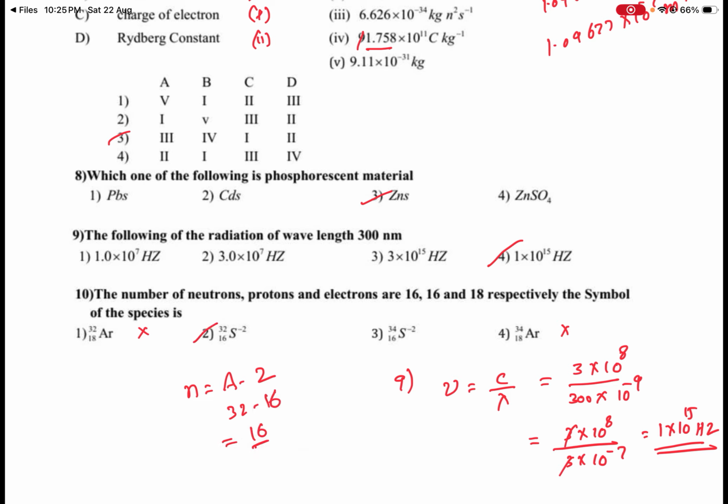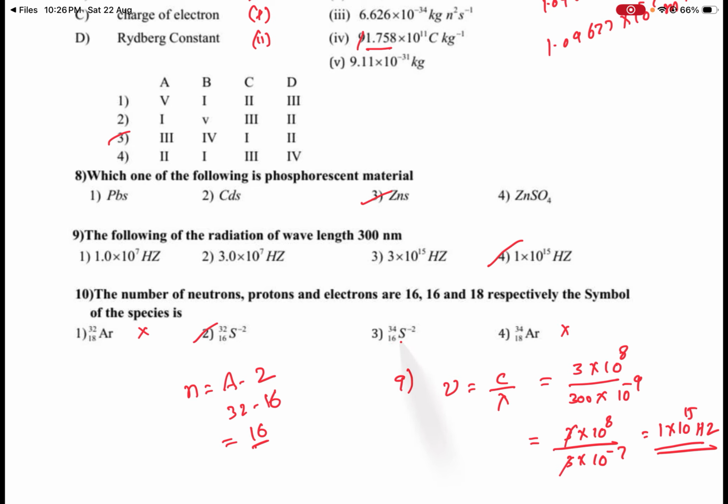So this is the suitable answer, because the number of neutrons is 16, the number of protons is 16, and the number of electrons is 18, because here 16 electrons are there. Minus 2 means it gains 2 electrons. So 16 plus 2, 18 electrons. So option 2 is the correct one.